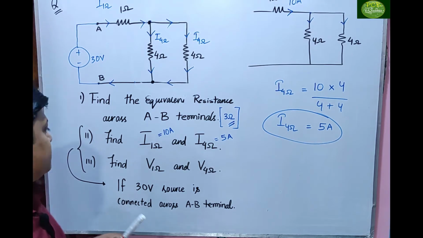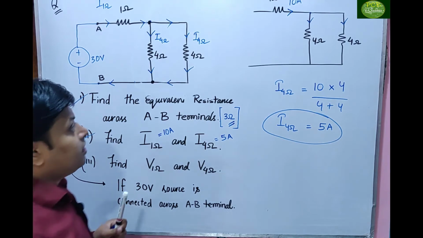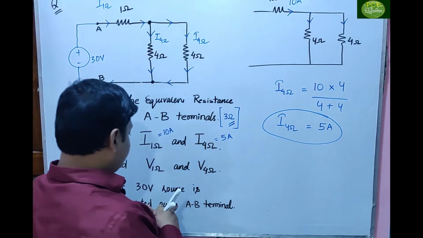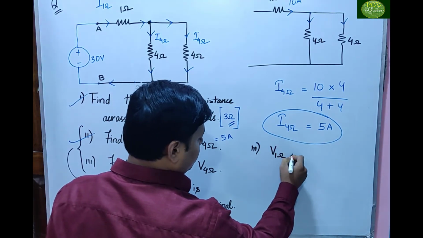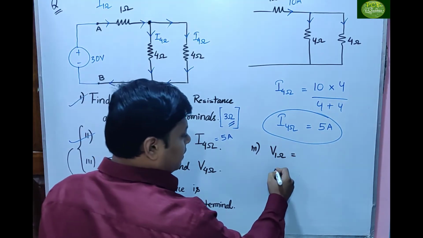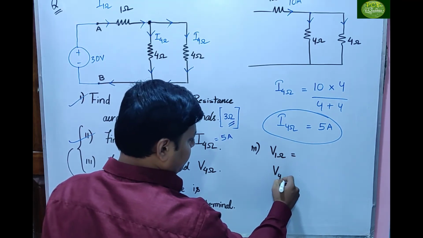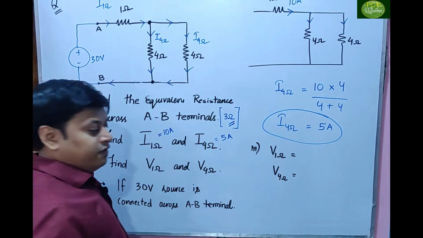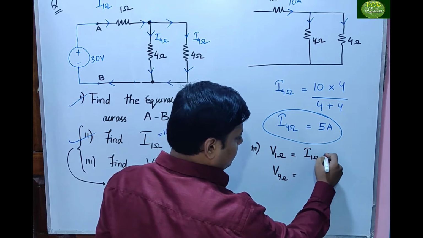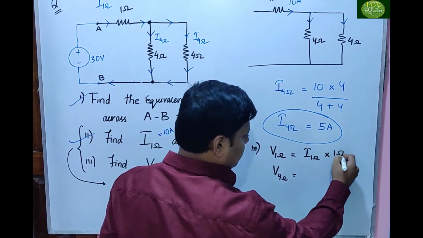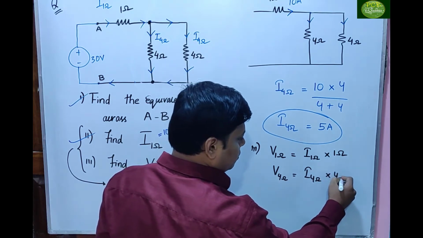Fine. This is the second bit done. First bit and the second bit is done. Now coming to the third one. What is the third one it is saying? Third one is V1 ohm, you have to find out V1 ohm and V4 ohm. What is V1 ohm? That means current in 1 ohm multiplied with 1 ohm. Current in 4 ohm multiplied with 4 ohm.